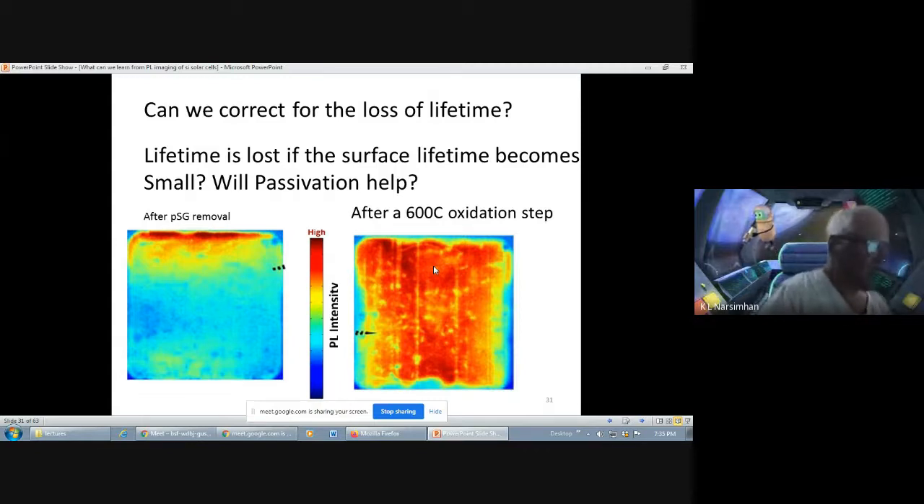Now imagine if you did not have this luminescence imaging, you would have to do many experiments, make full solar cells, measure them, and then say, sorry, this is good or this is bad.